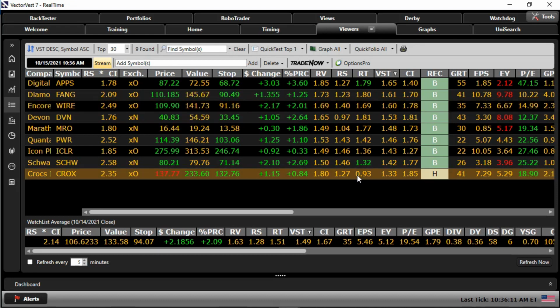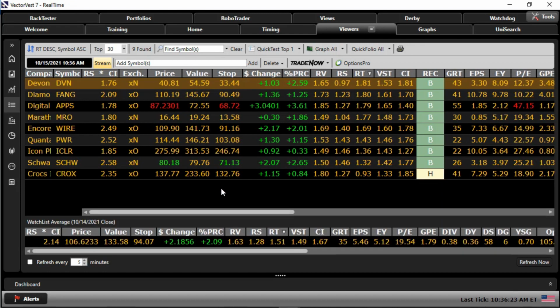Got to keep an eye on Crocs. It's up about 0.84% today. It's got an RT of a little bit less than 1, 0.93, and it has a hold rating. You want to keep an eye on that one. Remember, sort by relative timing. That'll bring that stock to the bottom of the list. It doesn't have a sell rating yet, but you want to keep an eye on it.